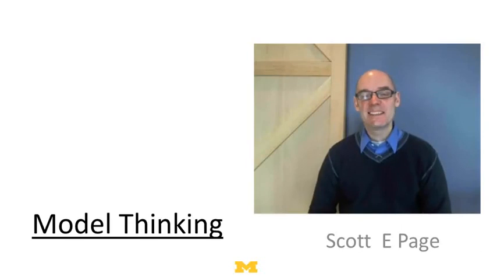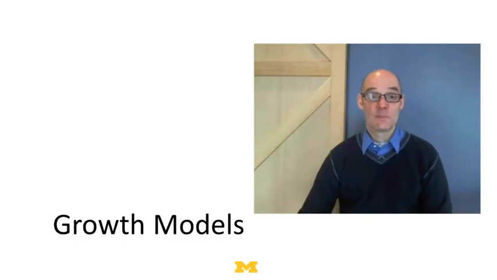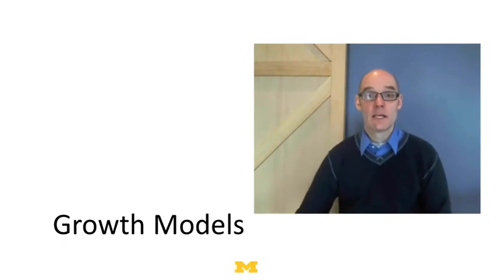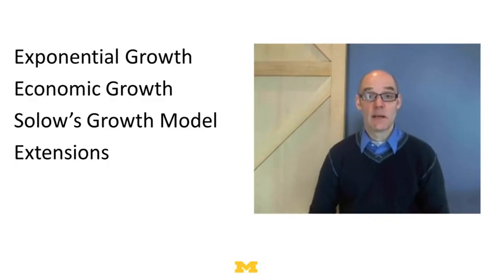Hi. In this next set of models, we're going to talk about a very specific thing, growth. We're going to talk about economic growth, to be even more specific. We're going to ask, why is it that some countries are rich and other countries are poor? To put a framework around that, a model around that, we're going to start out by looking at an even simpler model, a model of exponential growth.